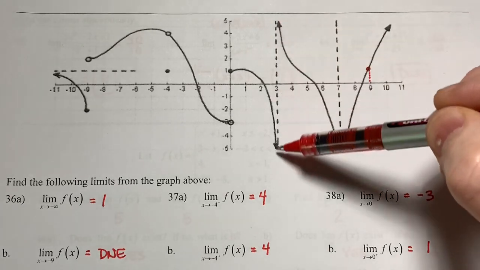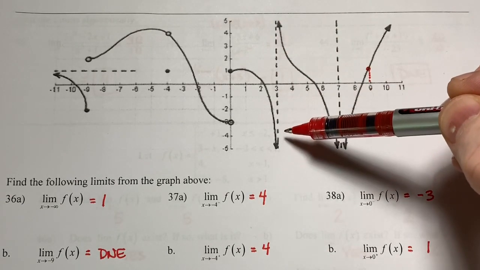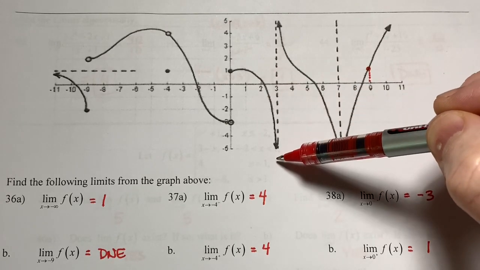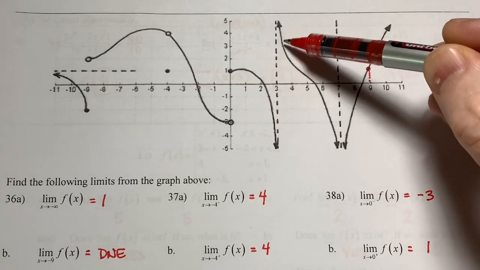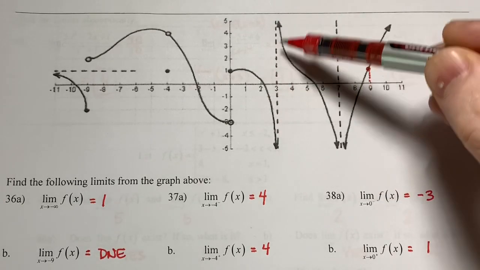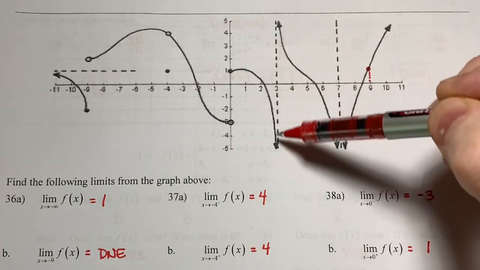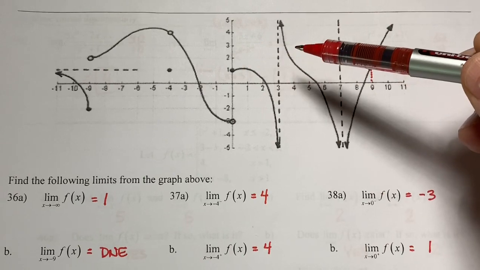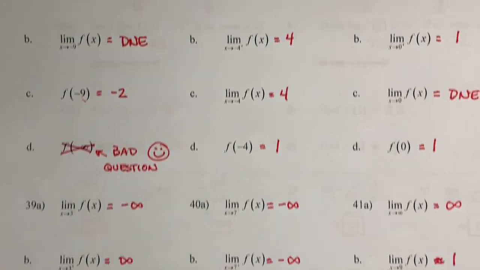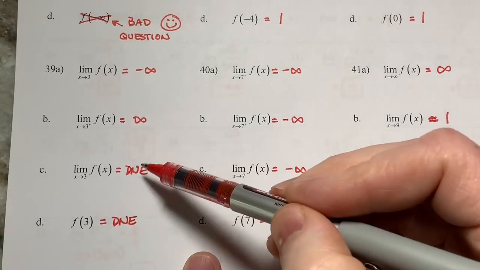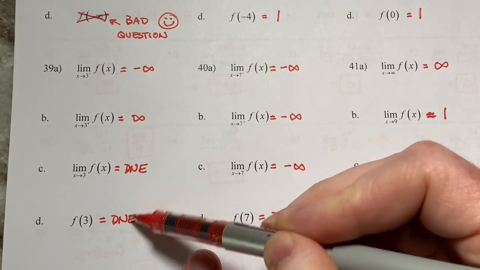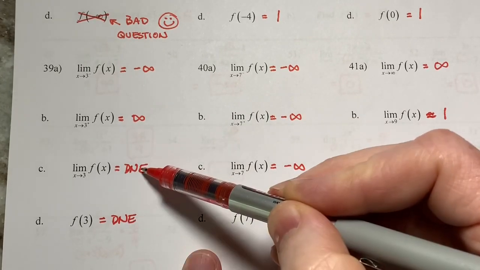39 is asking you about here at 3. 39a says the limit from the left looks like I'm going to -infinity. The limit from the right looks like I'm going to +infinity. So definitely the limit does not exist on C. And there's not a value there either, so the value does not exist. But don't ever look at C and D, guys. Don't look at this and go, oh, right here, the limit and the value were the same, so it must be continuous. Don't do that.